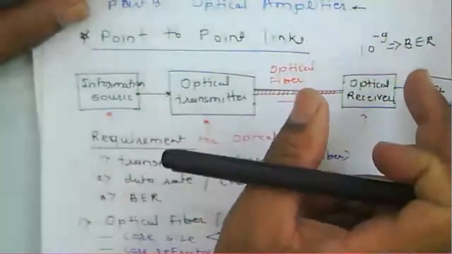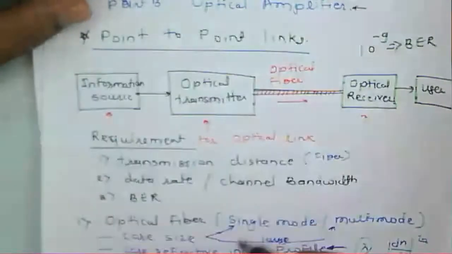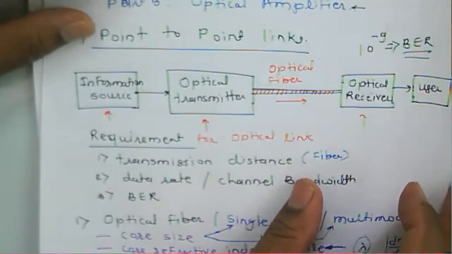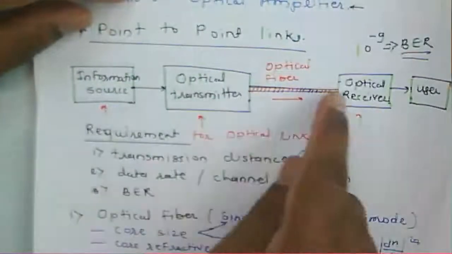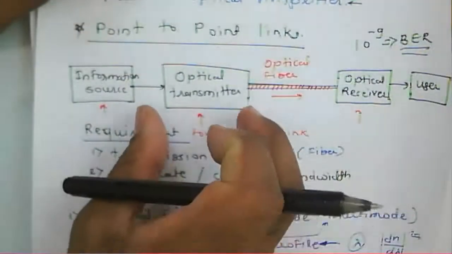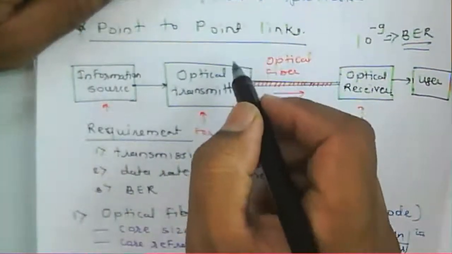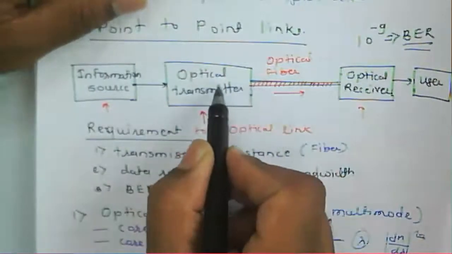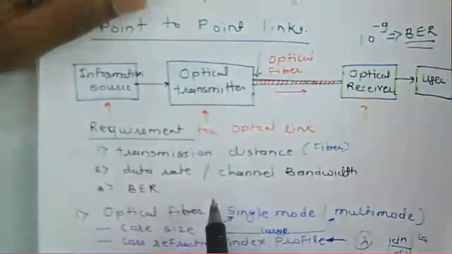So now for this performance of a system, we say the BER requirement is 10 to the power minus 9. Then for a given link, in ideal condition, we say there are no connectors and there is no loss. But then for each and every component, what are the various losses? From the optical transmitter side, we are connecting the source to the fiber, so here we have a connector.